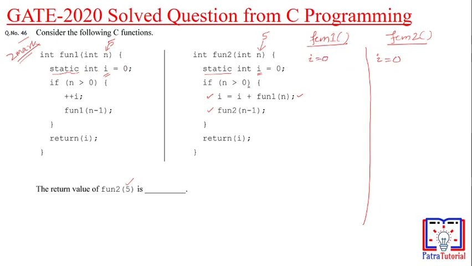I equal to 0, then if n is greater than 0: now n equals 5, and 5 is greater than 0, so the condition is satisfied and these two statements will be executed. Now I plus plus: I was 0, so it will be incremented to 1. Then again it is calling function 1 by passing n minus 1 as a parameter. Right, now n equals what?